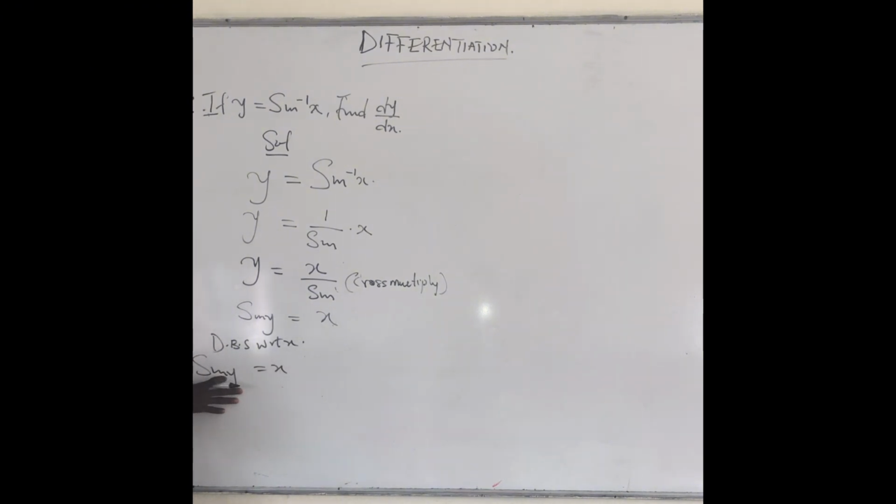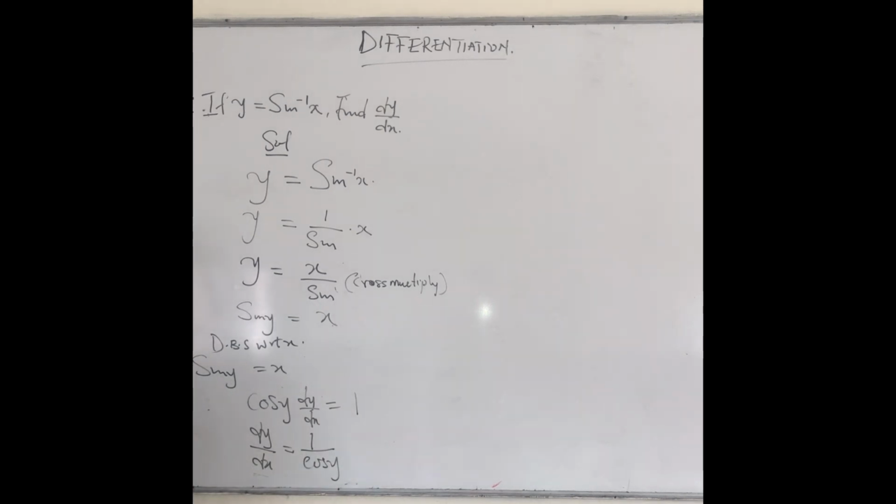If you differentiate sine y with respect to x, you have cos y dy/dx, is equal to, if you differentiate x, you have 1. Are you with me? So now you have cos y dy over dx is equal to 1. So what are we looking for? dy over dx. If I make dy over dx the subject of formula, I'm going to have dy over dx is equal to 1 over cos y.